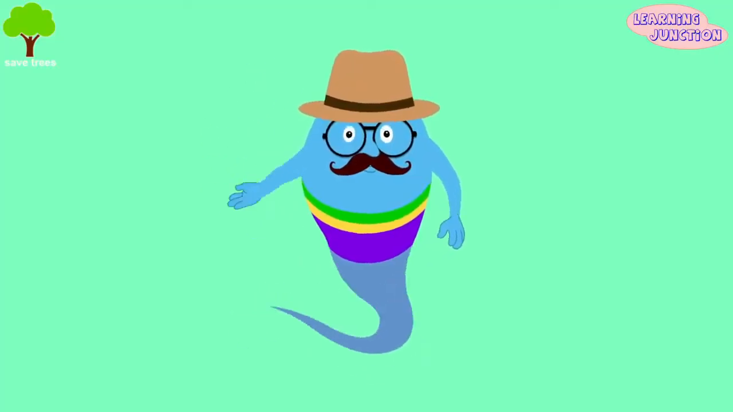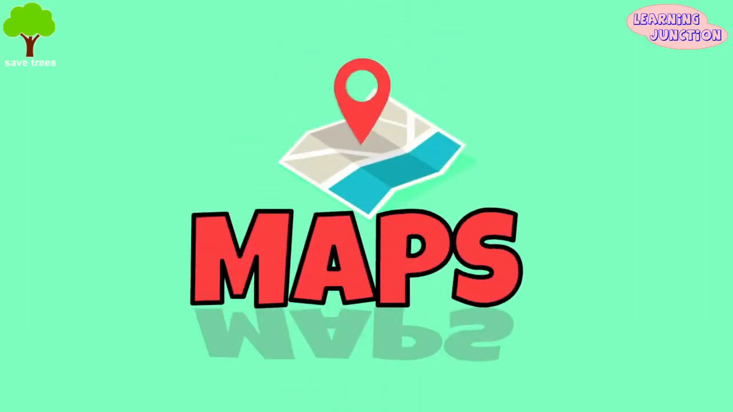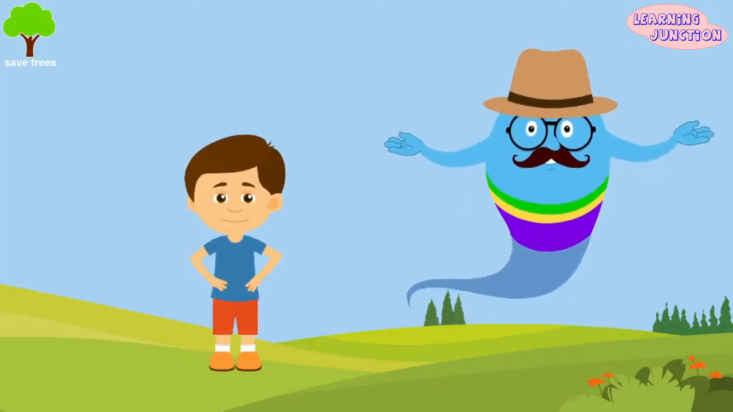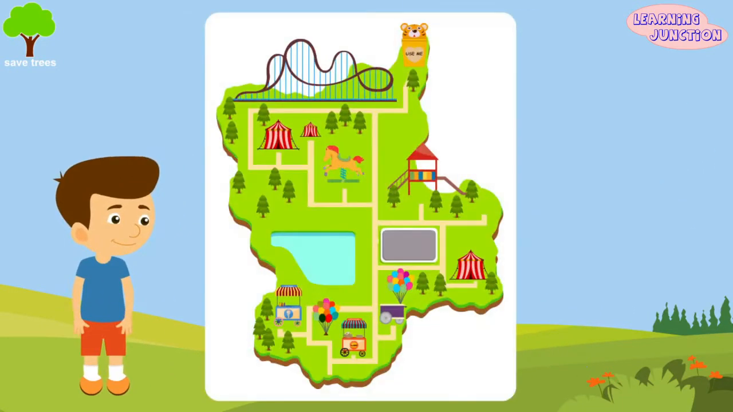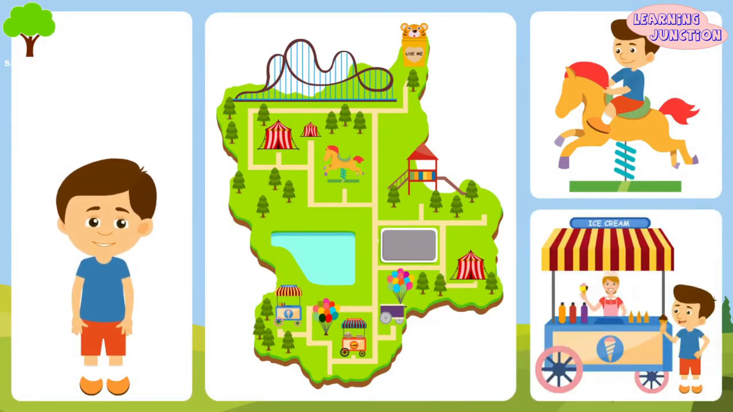First, let's have a look at what a map is. Hello, friends. Today we'll learn about maps. Haha, you're doing your morning workout here in the park. See this park map? It tells you where you've been, where you are, and where you're going.